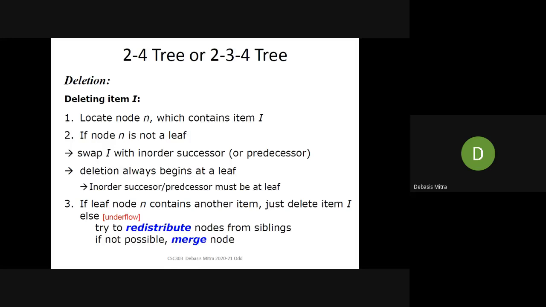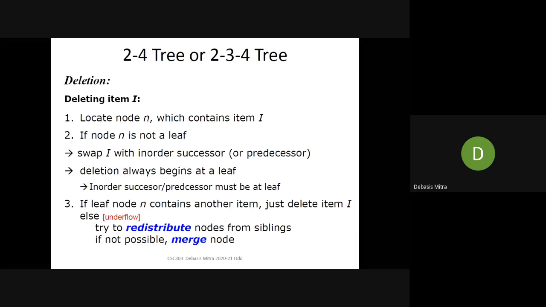Similarly, if you look into the structure of any B tree, since all leaves are at the same depth, you will find that the in-order successor or in-order predecessor of any node must be a leaf. So your actual deletion will always be from a leaf node.